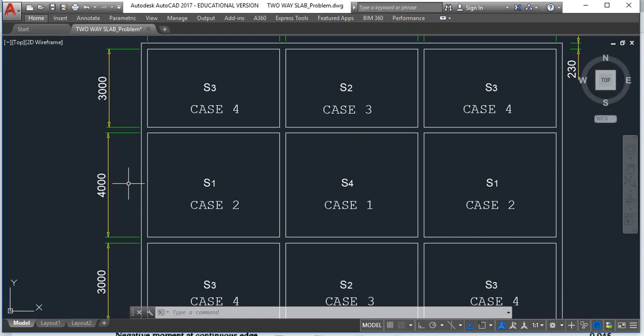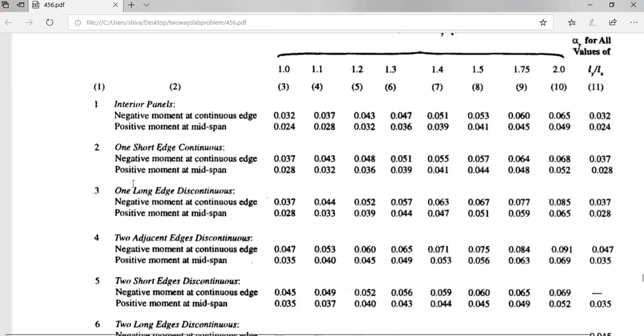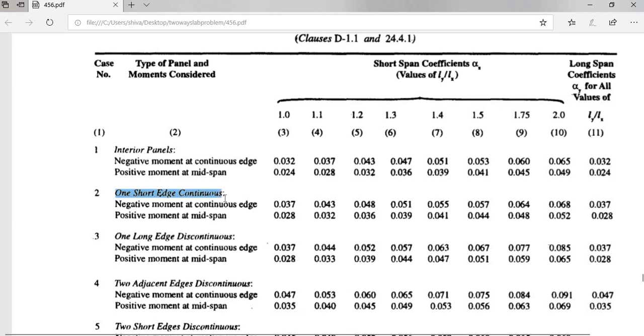discontinuous. But we will have to identify which edge is continuous or which edge is discontinuous particularly. Now if you check, 4 meter is the short span and 5 meter is the long span for slab panel S1. Therefore, we can conclude that this 4 meter side is discontinuous, that is the short side of this slab panel is discontinuous. So we will have to search for this particular case. Now I have already written this belongs to case 2. Now we will read what this case 2 says.